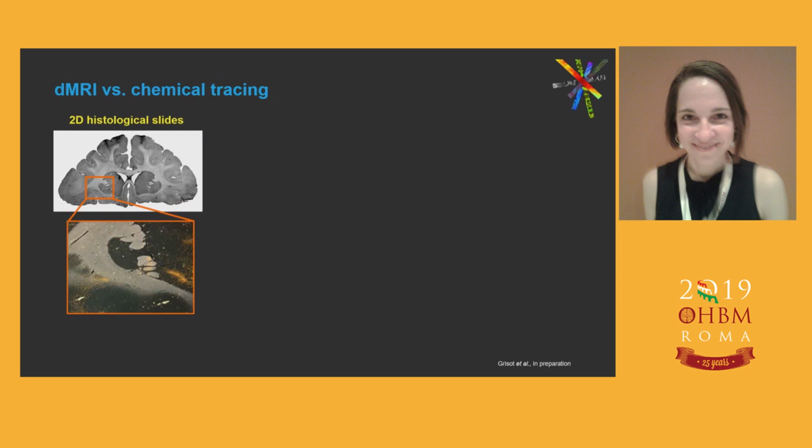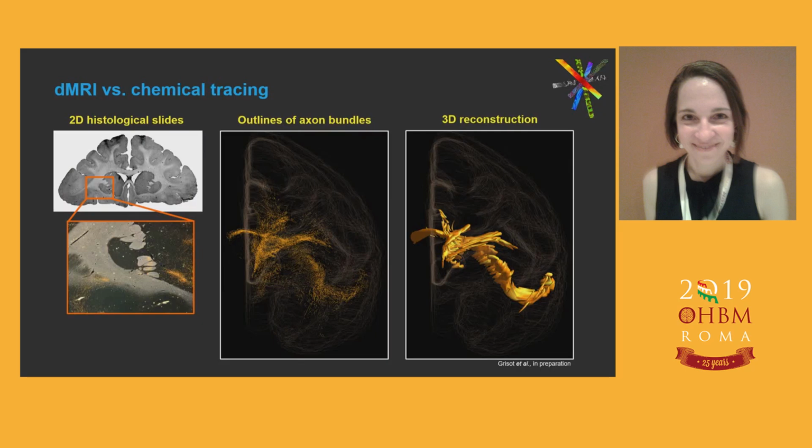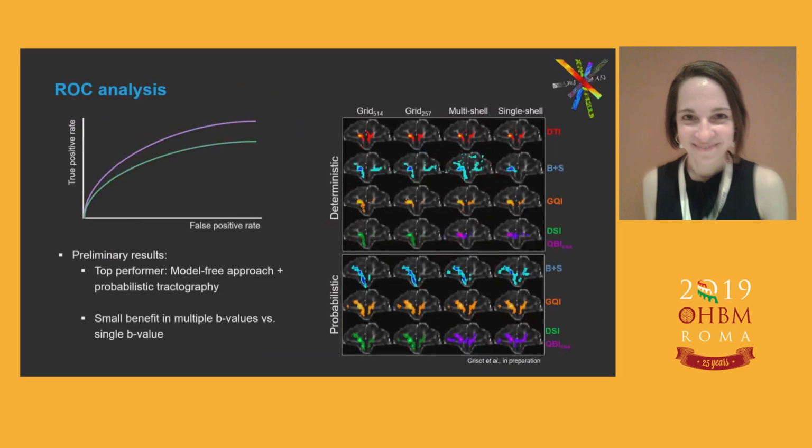So in these monkeys where we have both tracing and diffusion, we are able to label the axons under the microscope, assemble all this data across all the slides to create a 3D model of the tracer injection. And then we have 4.7 Tesla whole brain ex vivo diffusion scans of those same monkeys. So we can run tractography from the injection site and compare voxel by voxel to the tracing.